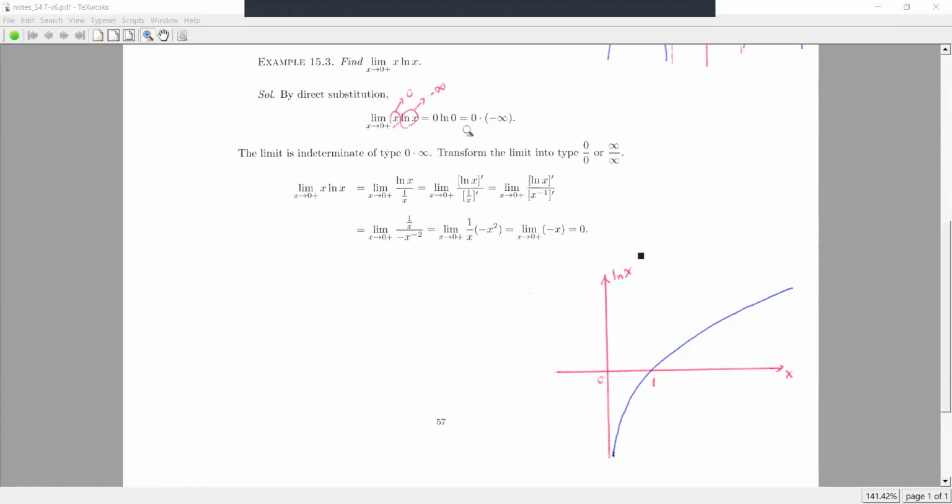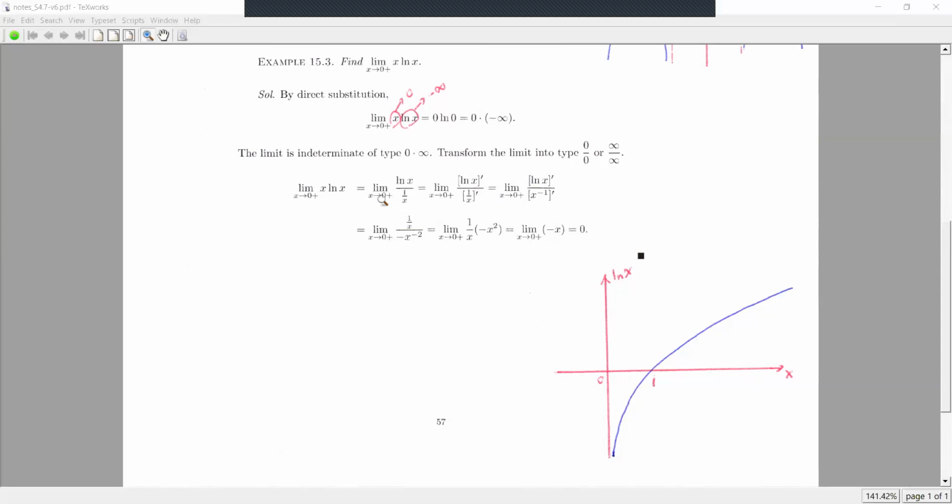The limit is 0 times negative infinity. We don't know what that is. This is an indeterminate limit. The type is 0 times infinity. To use L'Hopital's rule to find this limit, we need to transform the limit into either 0 over 0 or infinity over infinity. Now, let me transform the limit. x times natural log of x. Let me move x to the denominator to get this.